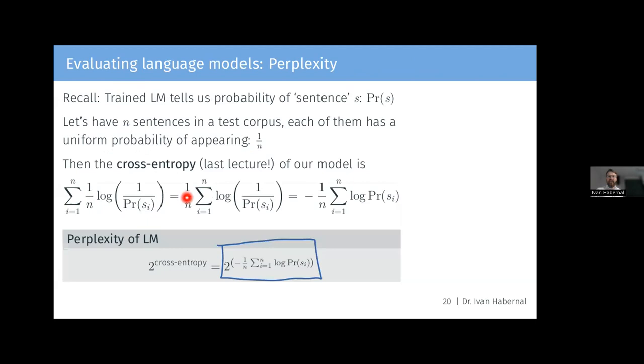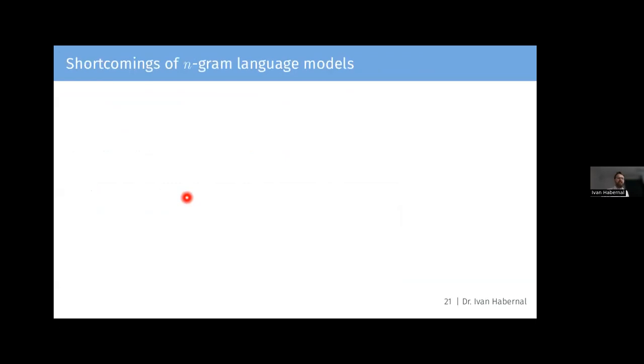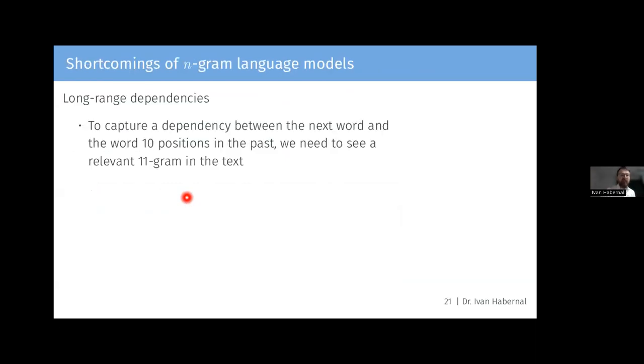Okay, great. So we have language models. These are the classical n-gram language models, counting and dividing probabilities. What are the shortcomings of n-gram language models? We have one already, so I'm going to reveal it right away. All these long-range dependencies: to capture a dependency between the next word and the word 10 positions back, we need to see a relevant 11-gram in the text.